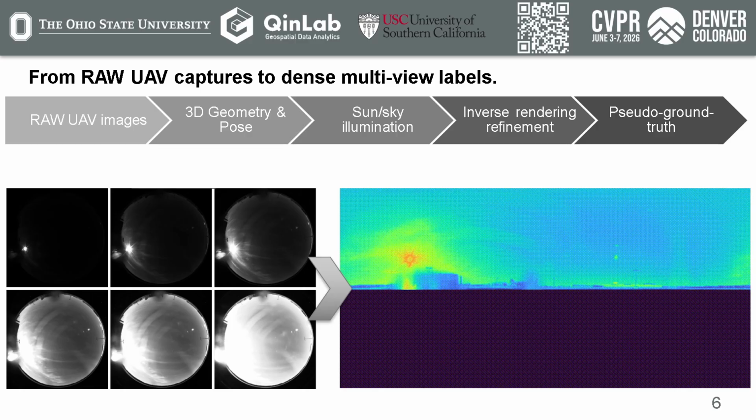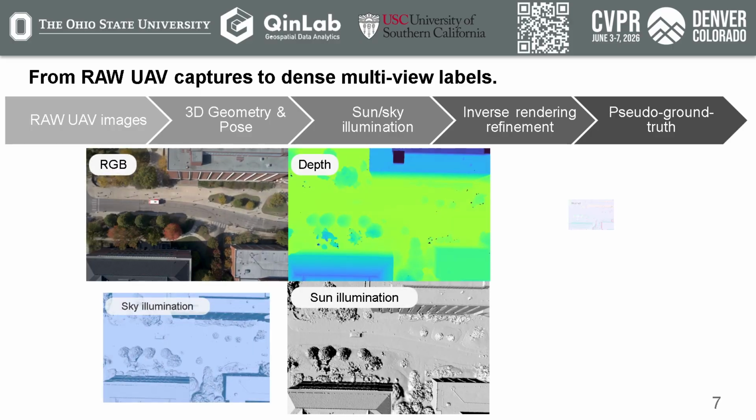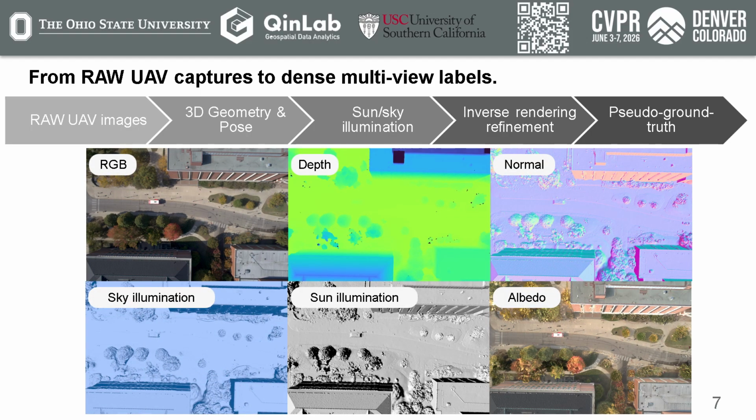Along with albedo and shading, Olbedo releases several auxiliary annotations. For each view, we provide RGB images, metric depth, surface normals, sun shading, sky shading, and illumination information. These outputs make the dataset useful for training intrinsic decomposition models, but also for future multitask learning, geometry-aware scene understanding, and physically based outdoor rendering.